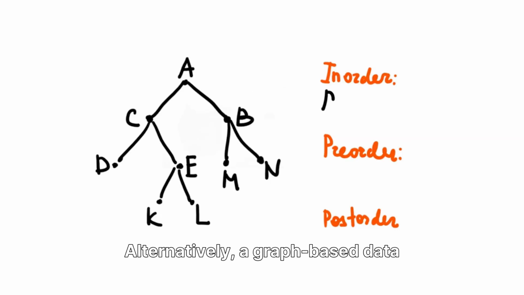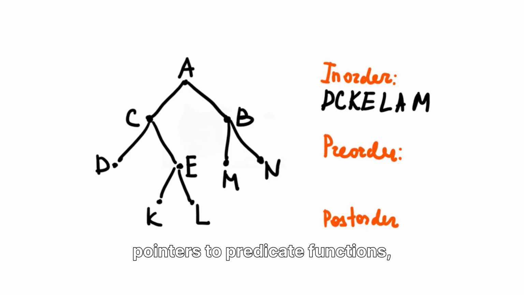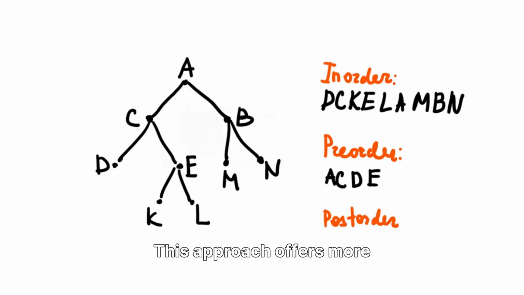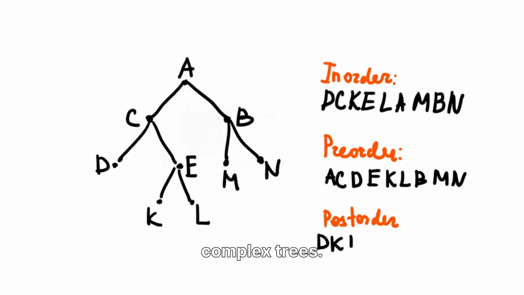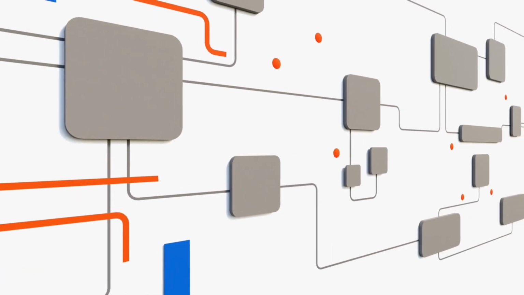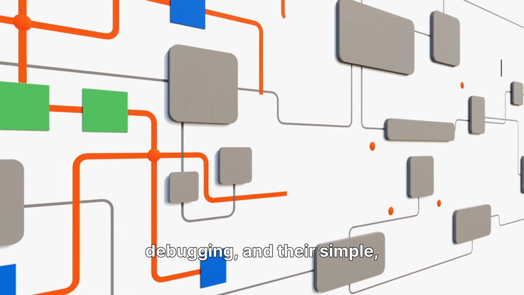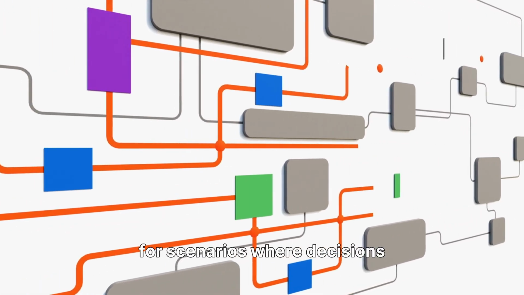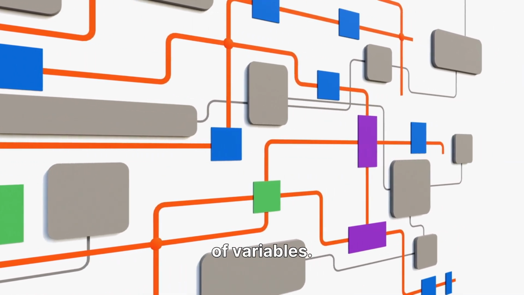Alternatively, a graph-based data structure can be used, where internal nodes hold pointers to predicate functions and leaf nodes hold pointers to action functions. This approach offers more flexibility and scalability for complex trees. The advantages of decision trees include their speed, ease of implementation and debugging, and their simple, intuitive nature. They are particularly effective for scenarios where decisions are clear-cut and based on a limited set of variables.